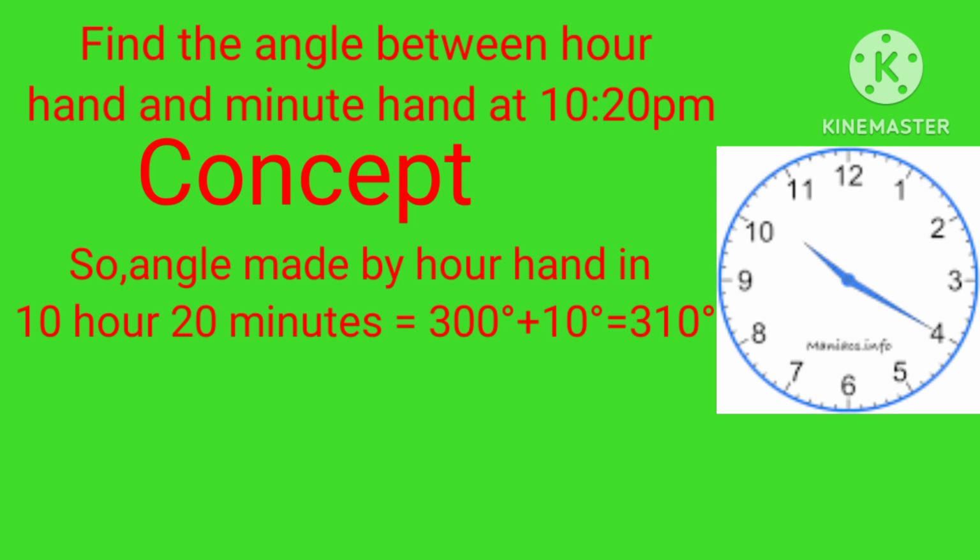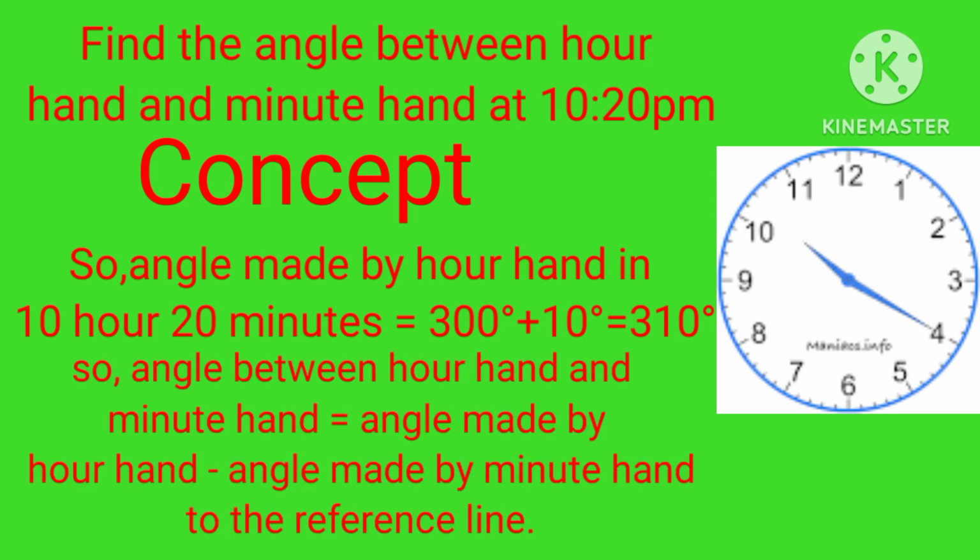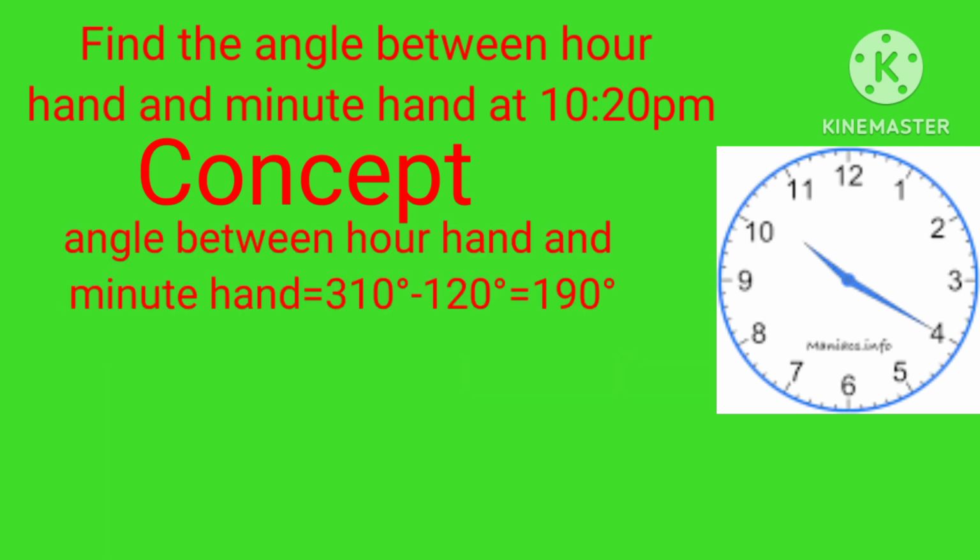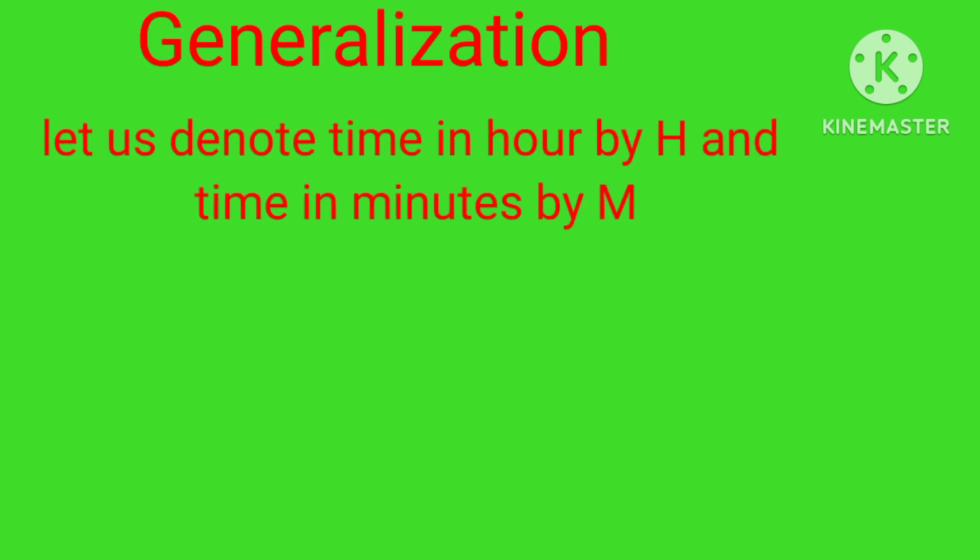So the angle between hour hand and minute hand is equal to the angle made by the hour hand minus the angle made by the minute hand to the reference line. So the angle between hour hand and minute hand at 10:20 is equal to 310 minus 120, which is equal to 190 degree.